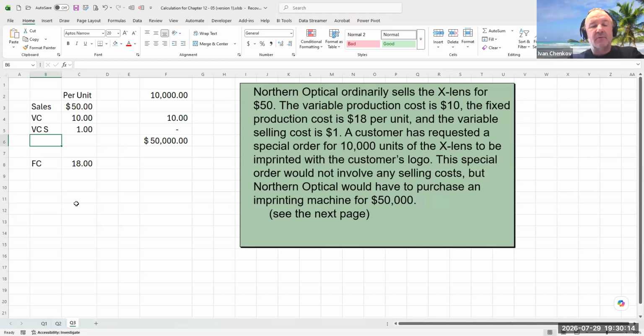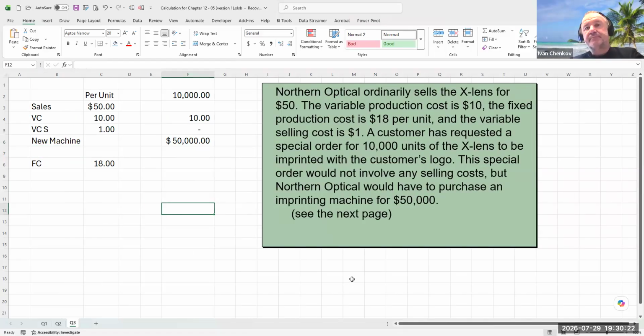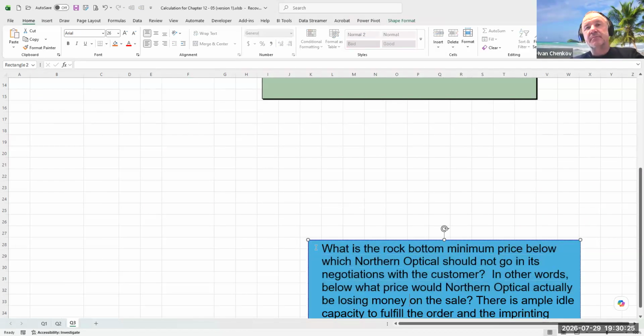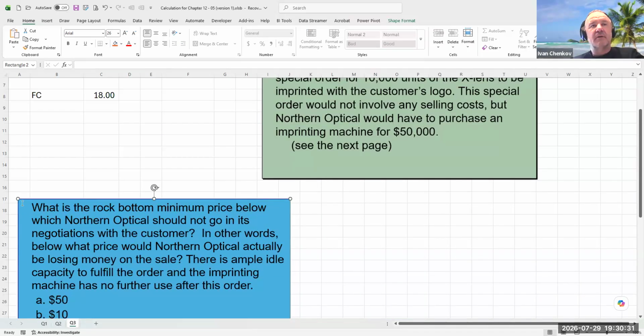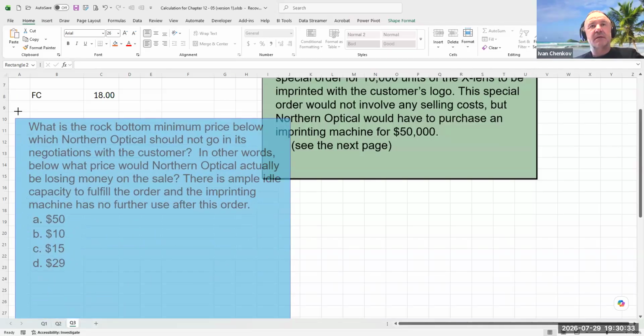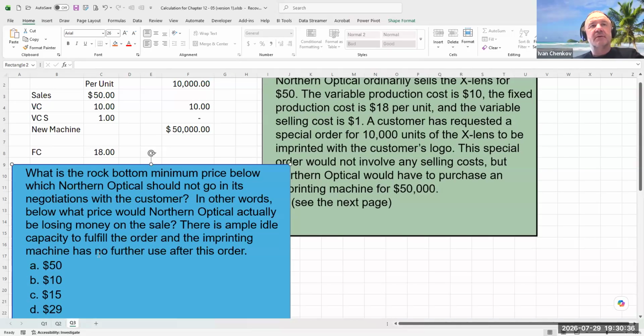That will be a new cost, a new machine that we need for this order. Okay, so we're not going to go to the next page because the slides are right here, and we're going to move the slides here. We're going to cover ourselves with all the slides in this case. So the question is, what is the rock bottom minimum price below which Norton Optical should not go in this negotiation with the clients? In other words, below what price would Norton Optical actually be losing money on the sales?